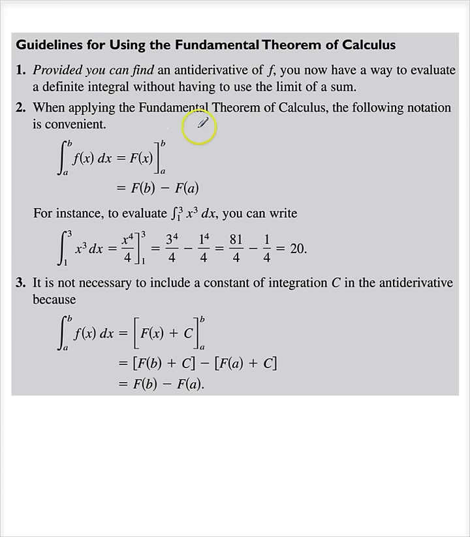Now, to apply it, this is the notation we use. The integral from a to b of f of x dx is equal to the antiderivative, and this says evaluate it from a to b. And you always have to write this. I tend to write a straight line instead of the brackets. This is F of x. This is F evaluated at b minus F evaluated at a. It's always top minus bottom. Remember that. Top minus bottom.